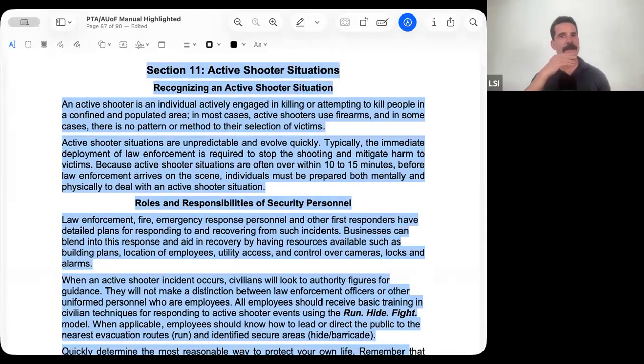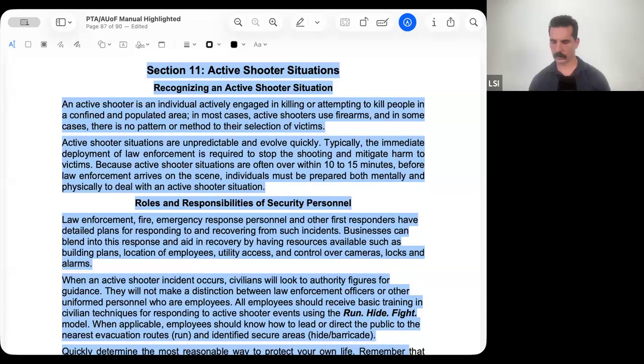Section 11, active shooter situations. Recognizing an active shooter situation. An active shooter is an individual actively engaged in killing or attempting to kill people in a confined and populated area. In most cases, active shooters use firearms, and in some cases, there is no pattern or method to their selection of victims. Active shooter situations are unpredictable and evolve quickly. Typically, the immediate deployment of law enforcement is required to stop the shooting and mitigate harm to victims.